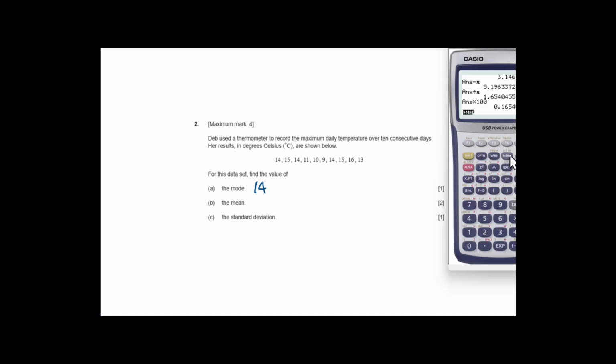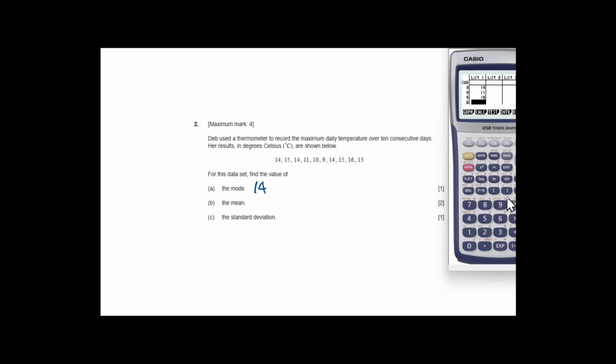Mode, most common, is 14. The mean average. So here we could add them all up, divide it by 10. My advice is not to do that, and I can see that it wouldn't really be a good idea because we have this thing coming up. So I'm going to enter these into a calculator. I'm going to go to stat mode, stat, and I'm going to put them in this way. And this is going to give me everything that I need in one fell swoop.